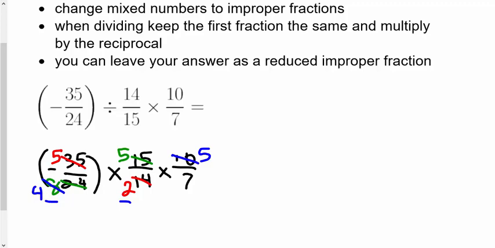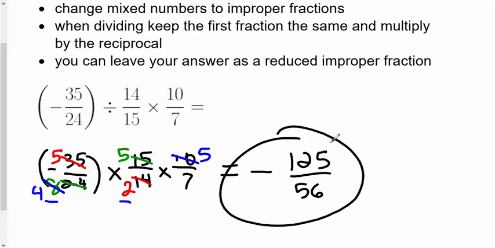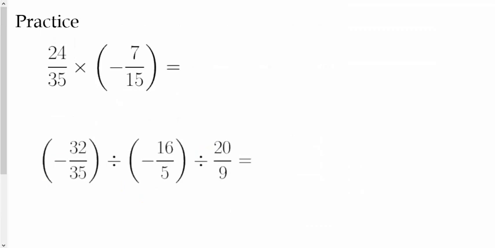And now, when I multiply, I just want to be careful and make sure I keep track of this one negative that I have here. So I know a negative times a positive, that's going to be negative. Then that negative times a positive, the answer is going to be negative. 5 times 5 times 5 is 125. 4 times 2 is 8. 8 times 7 is 56. This is a reduced improper fraction.